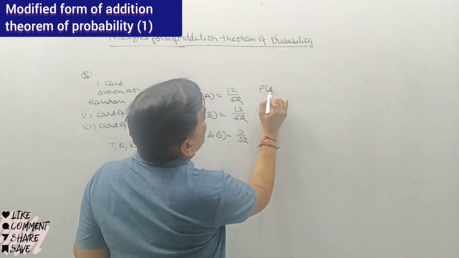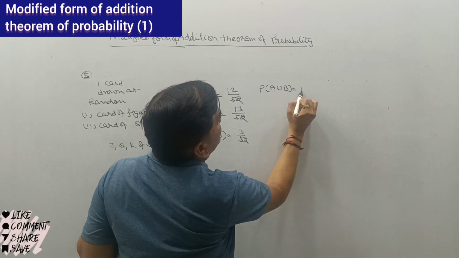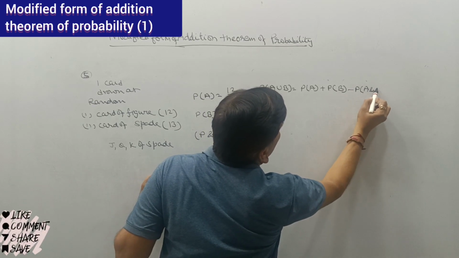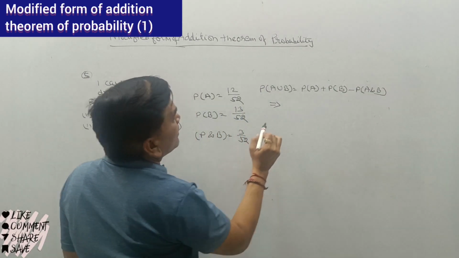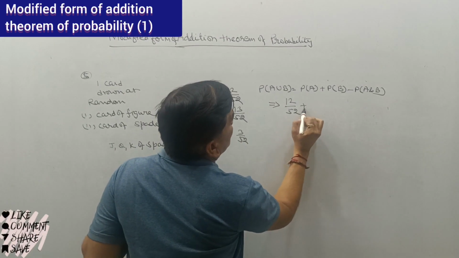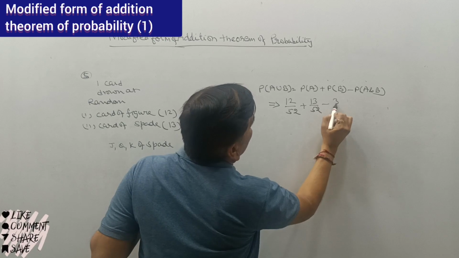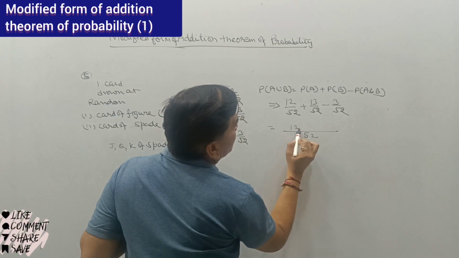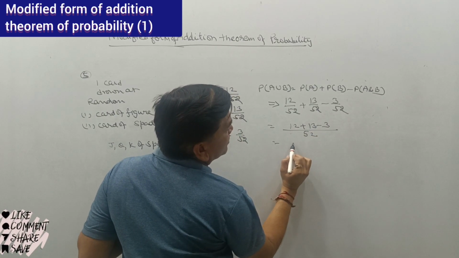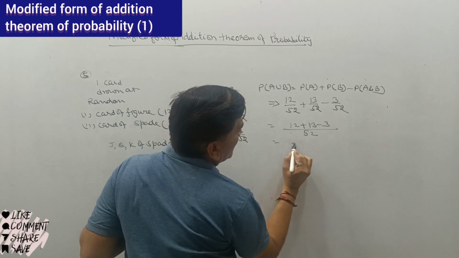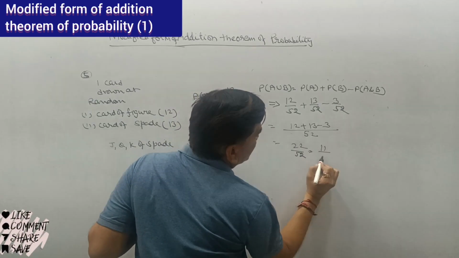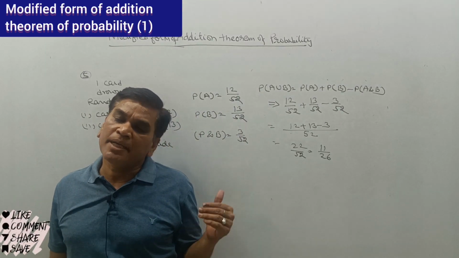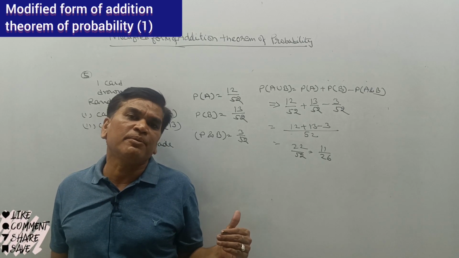So probability of A union B is probability of A plus probability of B minus probability of A and B. So we will have 12 upon 52 plus 13 upon 52 minus 3 upon 52. So we have 52, 12 plus 13 minus 3. So that is 22 upon 52. So the answer will be 11 upon 26. So in this form, we can use the modified form of the addition theorem.